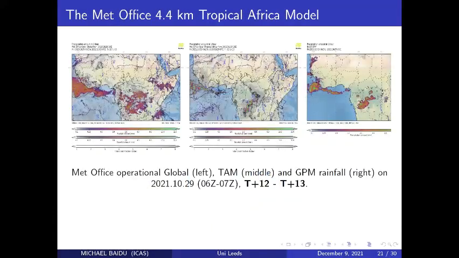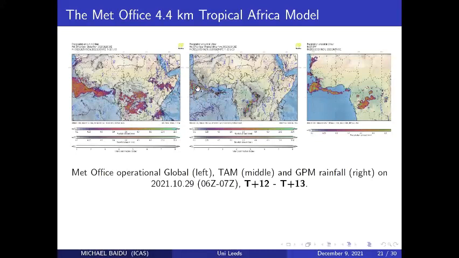So I have here an example of the operational Met Office Tropical African model compared to the global model. The first one you see here is the global model, the second one is the Tropical African model, and the last one is the observed GPM. When you look at this, you see that the global model just fills the whole grid, it just puts the rain everywhere. So it overestimates the sizes of the storm in this case because it's parameterizing the storms.